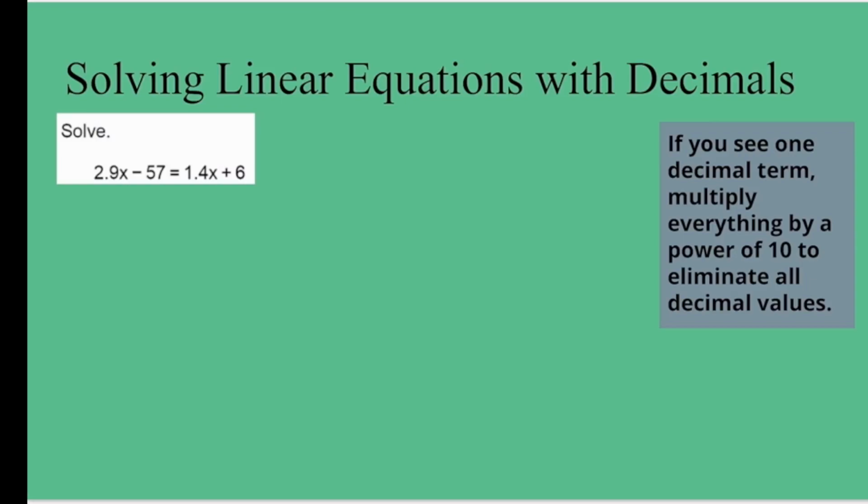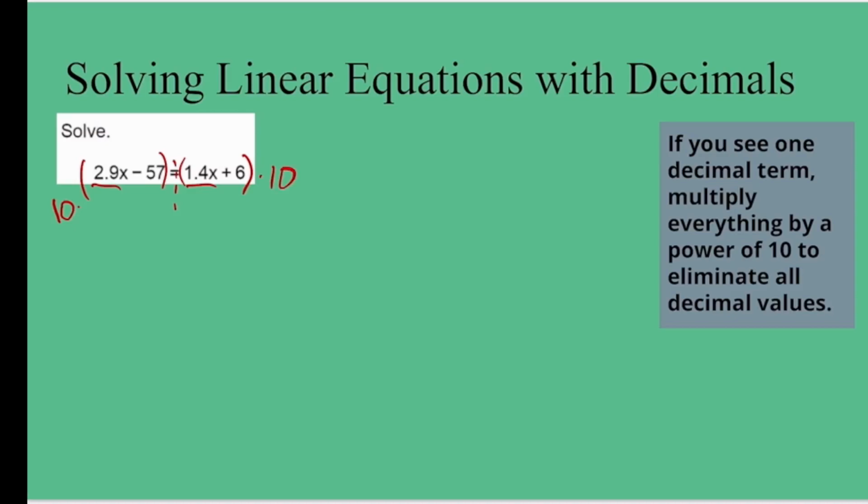So this equation here is asking you to solve, and we have some decimal terms and some that are not. The good thing about math is anything that you do on one side of the equal sign, you're able to do on the other side of the equal sign. And that is a legal mathematical move. So we're going to multiply both sides, the left side and the right side, by 10.